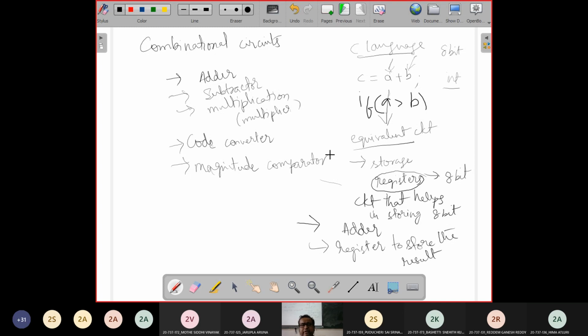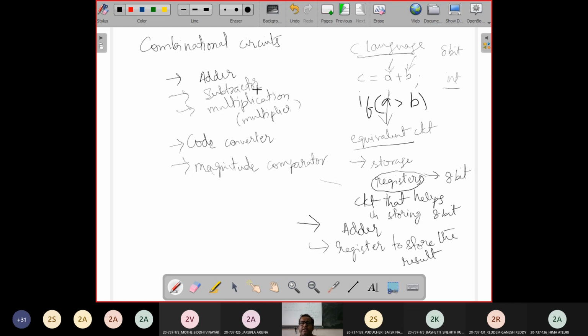I can have a circuit which compares the magnitude of two numbers which are coming to it as input. These are some examples of combination circuits. Do you agree?